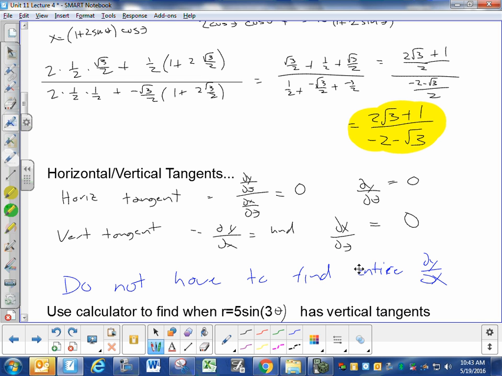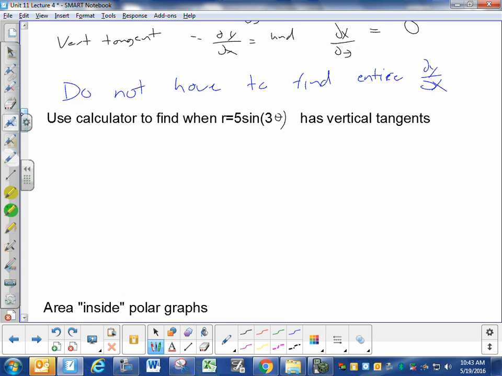Okay, now let's do a question. When does 5 sine 3 theta have vertical tangents?